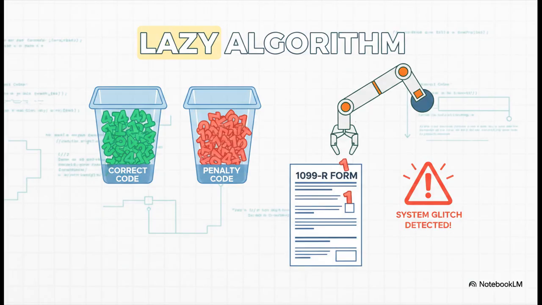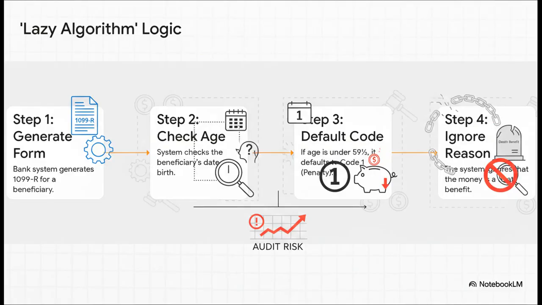So you're probably wondering, if Code 4 is the right code, why in the world do so many beneficiaries get a form with the dangerous Code 1 on it? Well, the answer is that it's not your mistake. It's a system glitch. It's a trap set by what I like to call a lazy algorithm in the software that banks and brokerages use. And here's how ridiculously simple this error is. The bank's software spits out the form for you. It checks one thing, your birth date, sees you're under 59.5, and it just defaults to the penalty code, Code 1. The software is programmed to check your age, but it completely ignores the reason you got the money in the first place, that it was a death benefit. It's a tiny clerical oversight that triggers a very real audit risk for you.